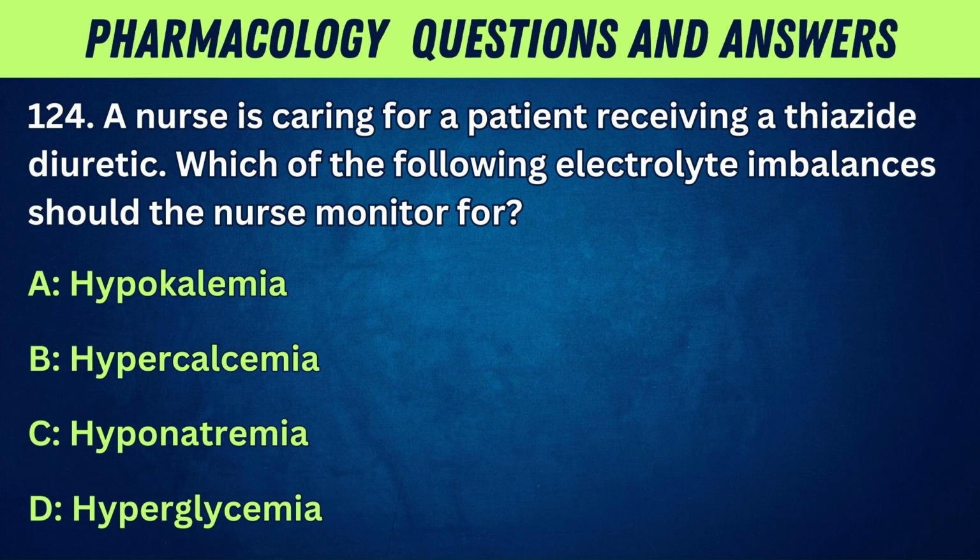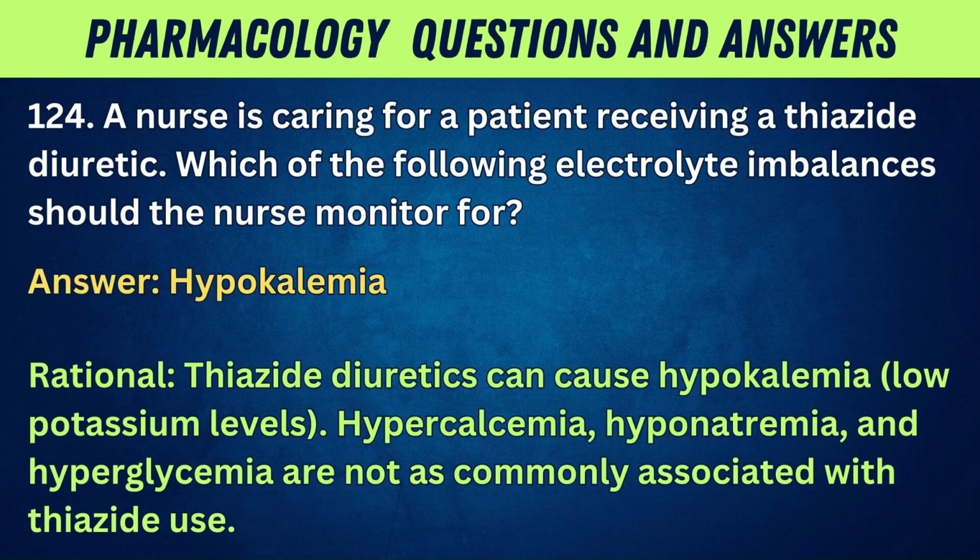124. A nurse is caring for a patient receiving a thiazide diuretic. Which of the following electrolyte imbalances should the nurse monitor for? A. Hypokalemia. B. Hypercalcemia. C. Hyponatremia. D. Hyperglycemia. Answer: hypokalemia. Rationale: Thiazide diuretics can cause hypokalemia, low potassium levels. Hypercalcemia, hyponatremia, and hyperglycemia are not as commonly associated with thiazide use.